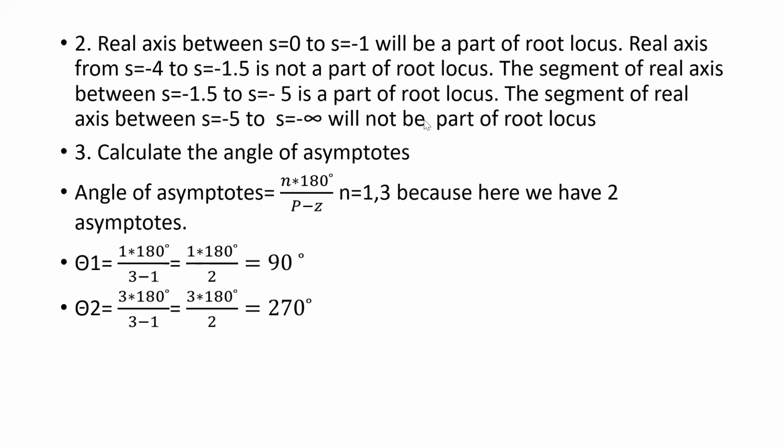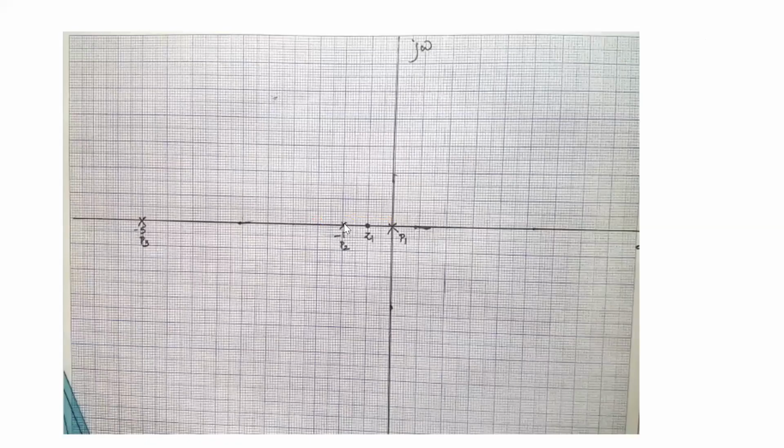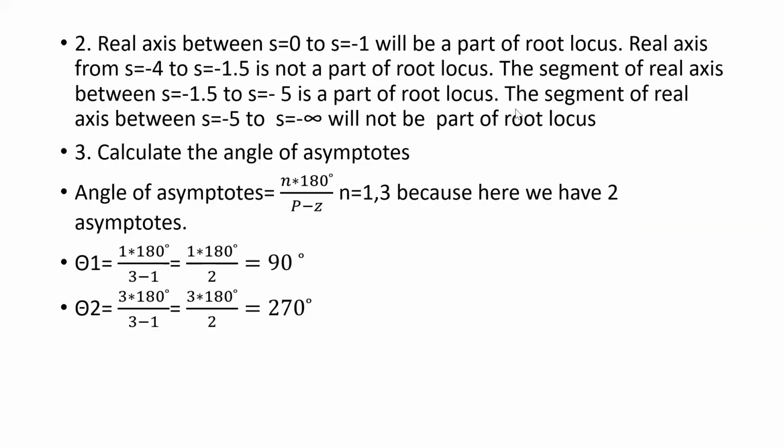Then we have to calculate the asymptotes. This is not there, this 0 is here in fact. So you have one pole. How exactly is it? See here, if I draw it, we had a pole here, a pole here, and we had a 0 somewhere here. Okay, we had a 0 here.